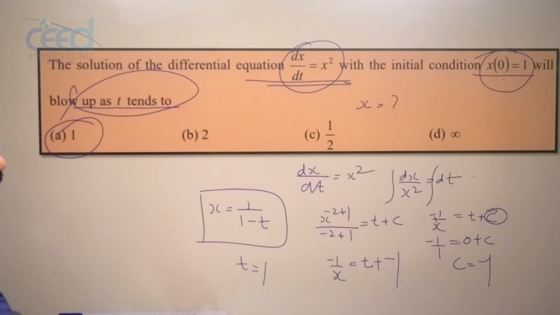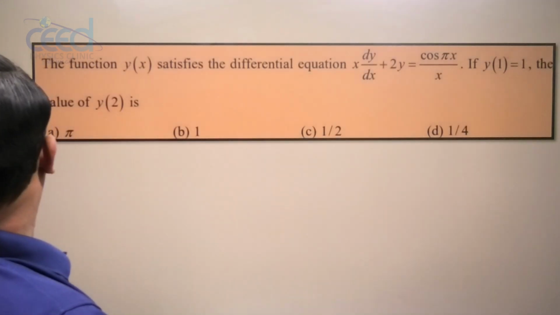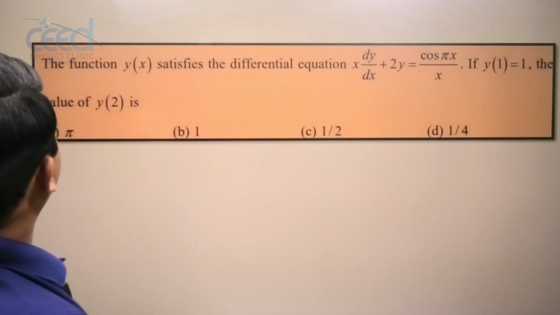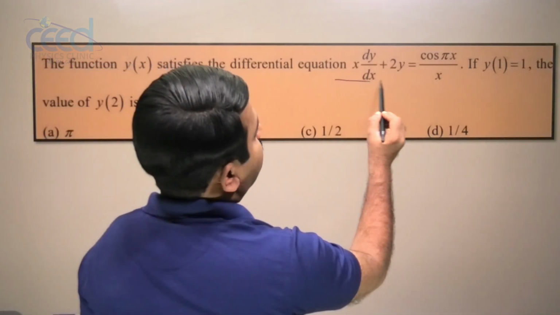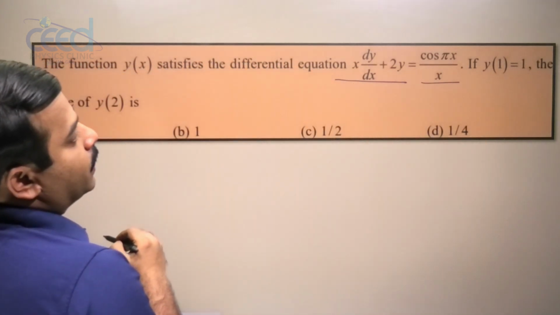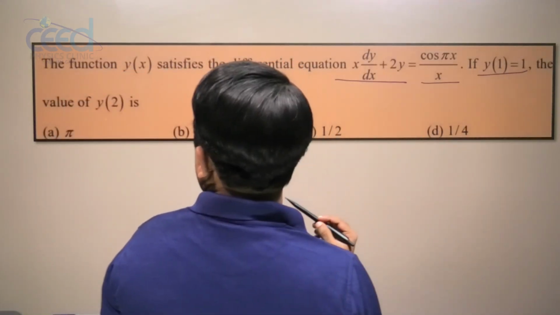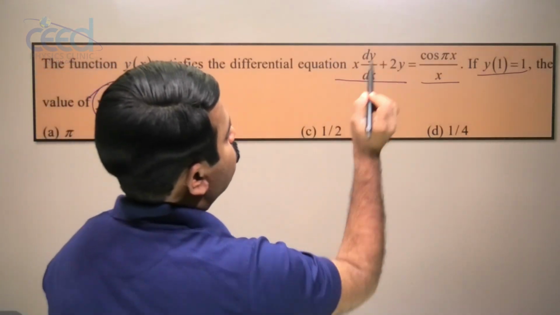All right. Now let us go to another question. See here another differential equation: x dy by dx plus 2y is equal to cos pi x by x. That is, y of 1 is given and we need y of 2, right? So first we have to solve.